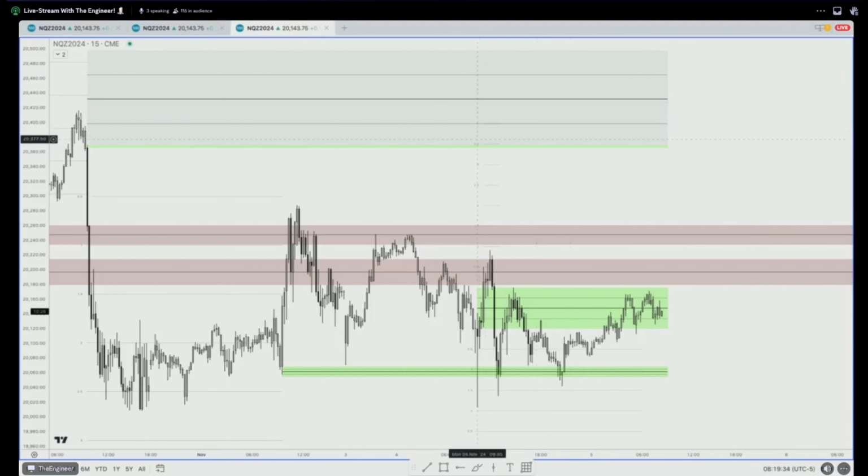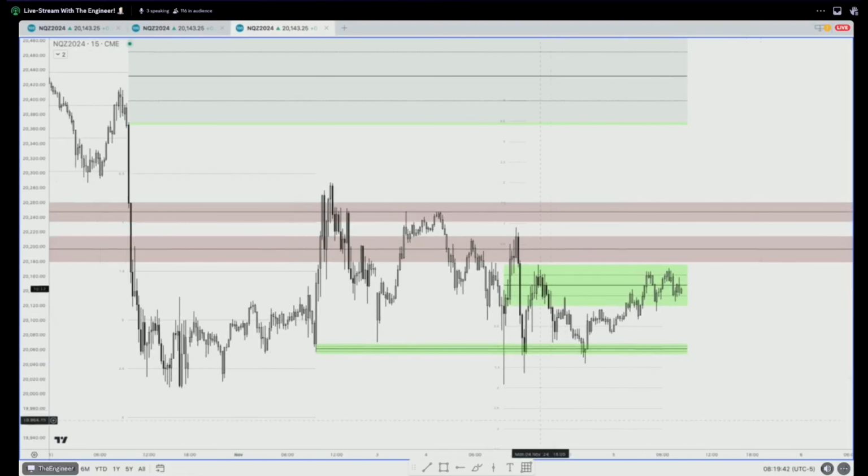Or an area to look for, maybe if we push a little bit higher and then continue to move lower to take the sell stops, or it could be the other way.